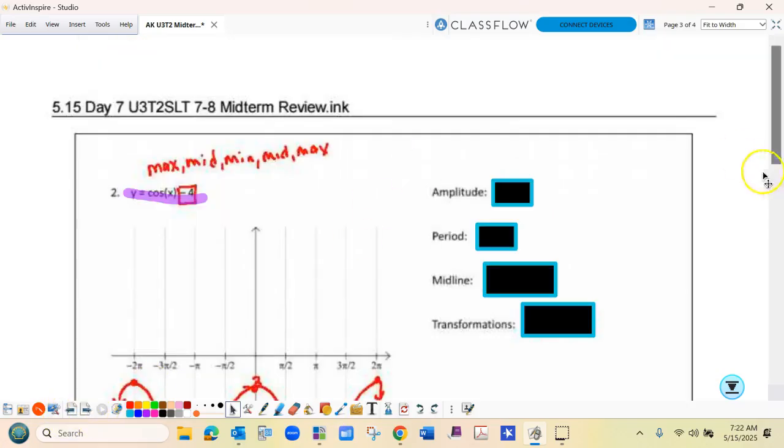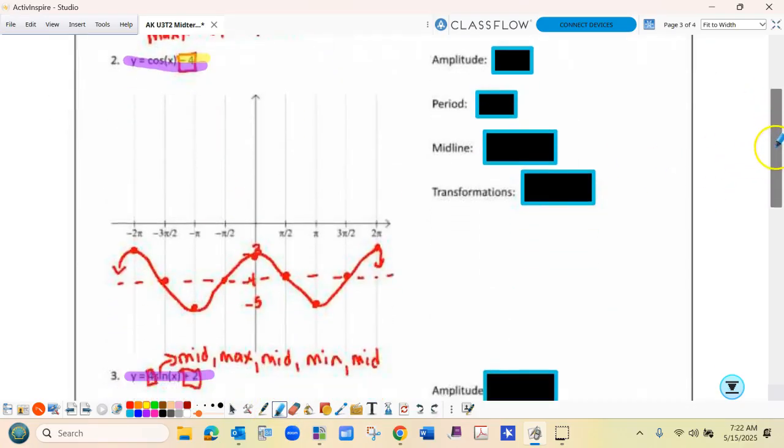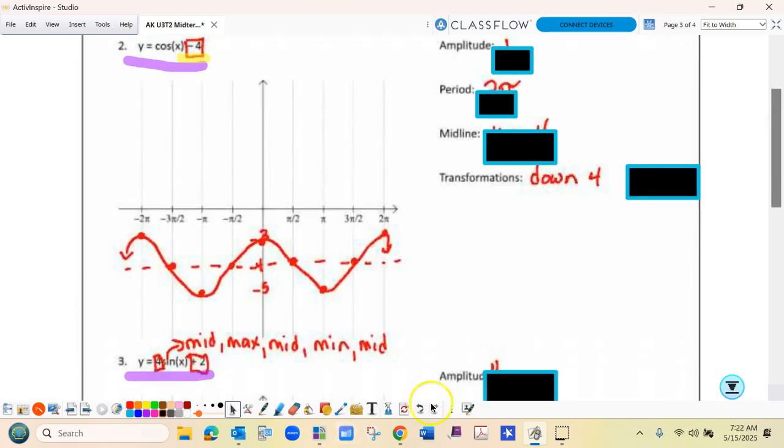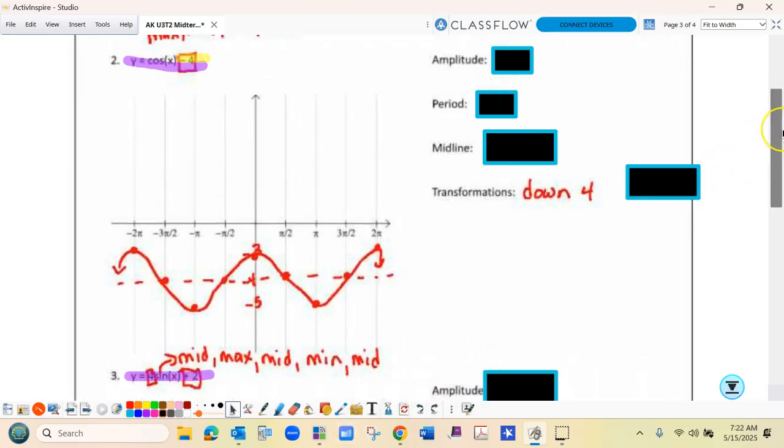Next page. Cosine x minus 4. So that means the only thing that's happening is our graph is moving down 4 units. In terms of our transformation, it's translation down 4. Our amplitude did not change from the parent, there's no number in front of cosine. That means that our amplitude stays at 1.